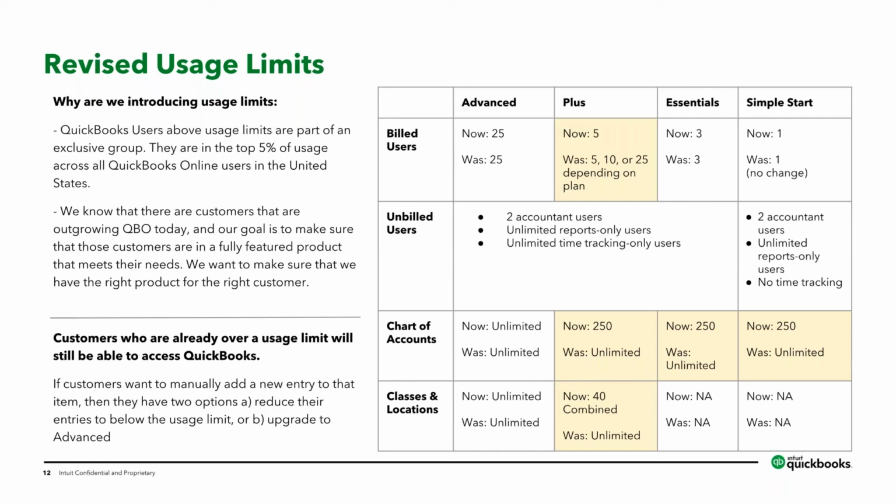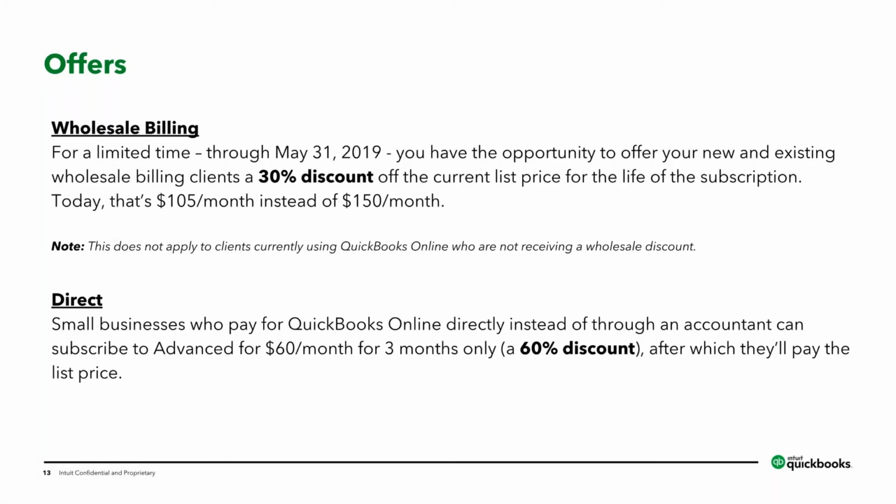So overall, your current usage will not be impacted. However, if you want to add a new class or location, a new chart of accounts, or a new billed user, and you're above the limit, you will need to upgrade, or you need to make items inactive to get below the usage limit in order to add any of those new items. I'm sure we'll have a lot of questions there, and I'll cover the offers quickly before we tackle the second Q&A.